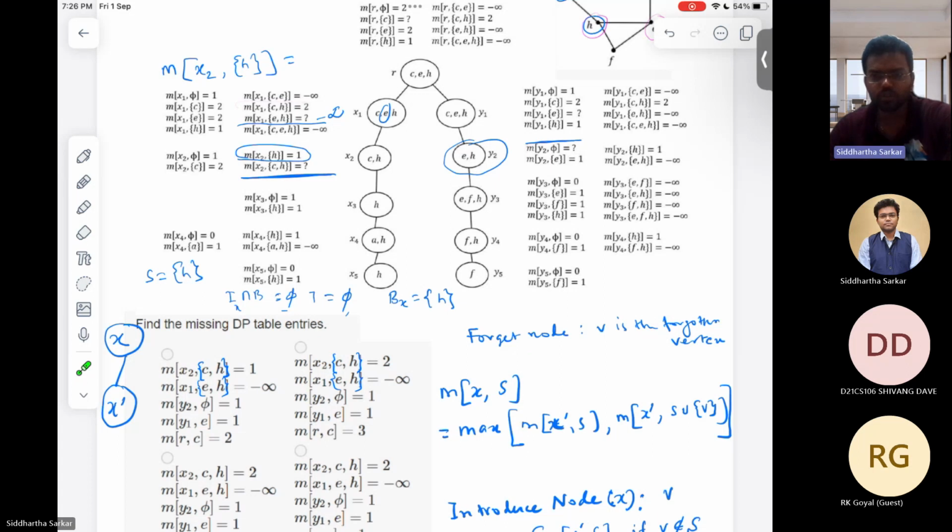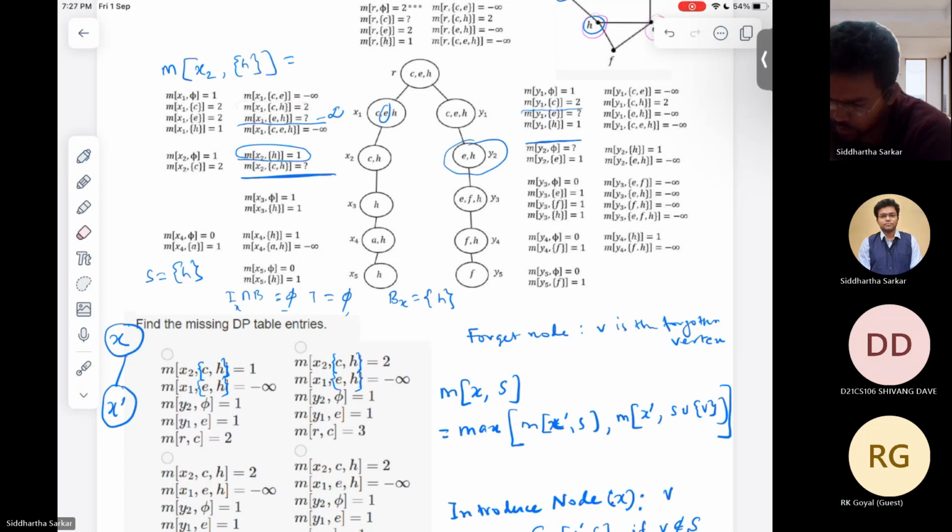So now we can move to the next one. It is already about 7:30, so we'll slightly speed up. So y1, E. Where is y1? Y1 is here. Y1 comma E. So we are interested in this one. So what kind of node is y1?